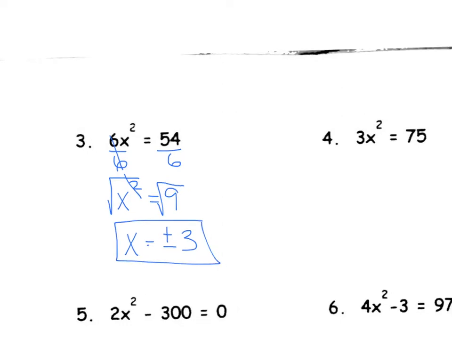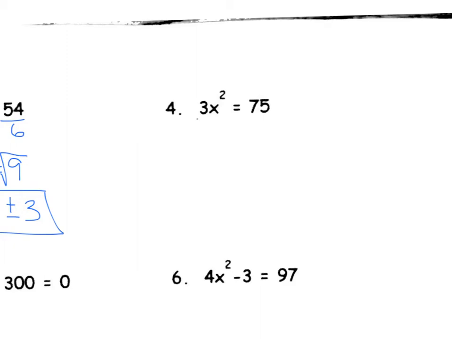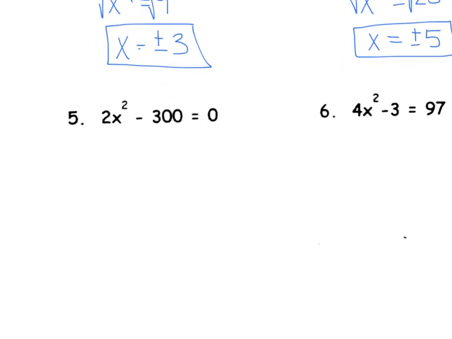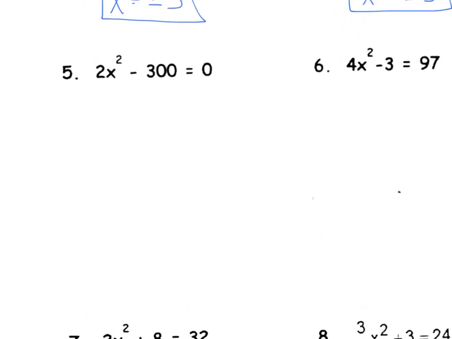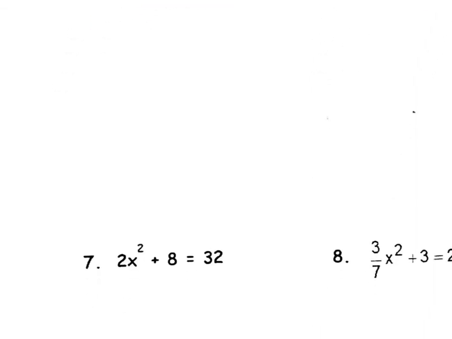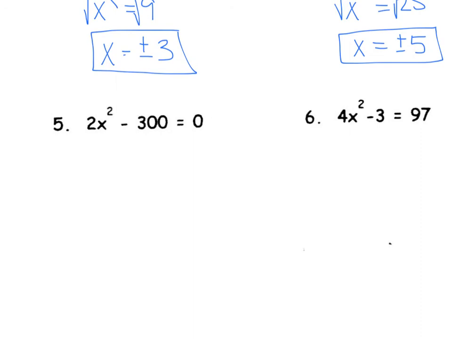Same thing over here, number 4. Solve for x. So x squared equals 25. To get rid of the square, just square root. And x equals plus or minus 5. Very important to remember that. Plus or minus. Okay. I'm going to let you try. Let's let you try 5, 6, and 7. And then pause the video, and then hit play when you're ready to check your answers.